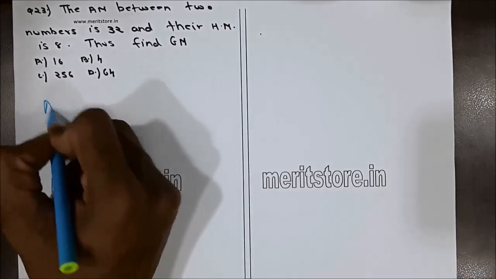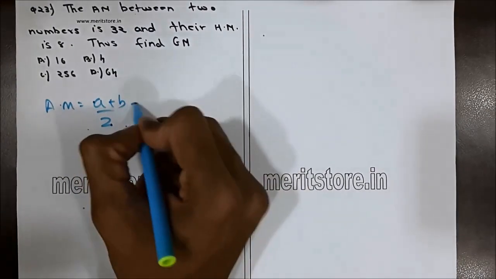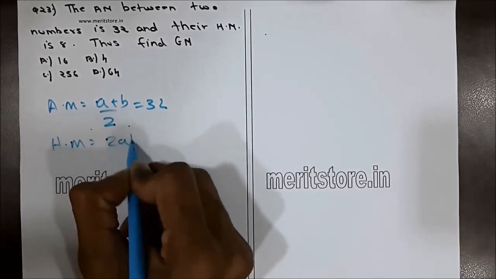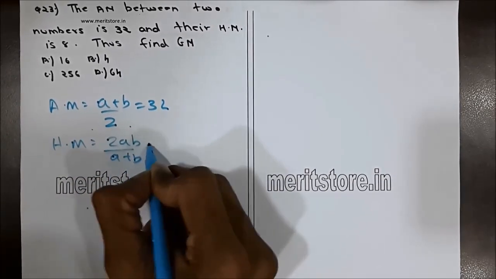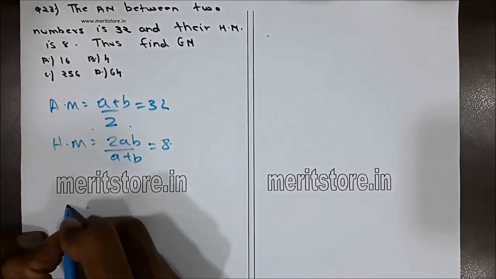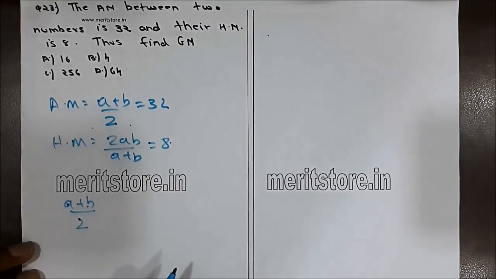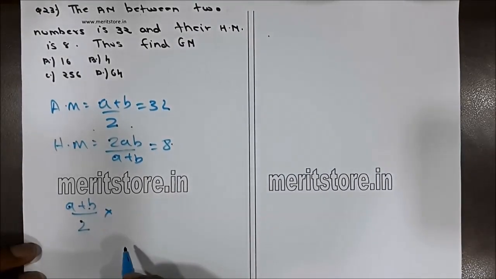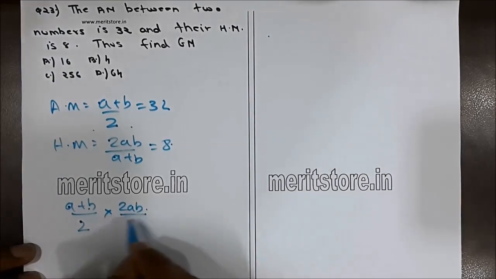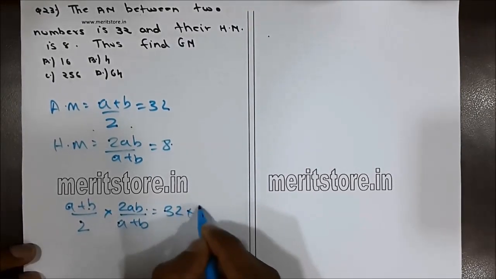So the arithmetic mean can be written as (a + b)/2, that is equal to 32, and the harmonic mean can be written as 2ab/(a + b), which is equal to 8. Therefore, taking the product of both, we get (a + b)/2 × 2ab/(a + b) equal to 32 × 8.